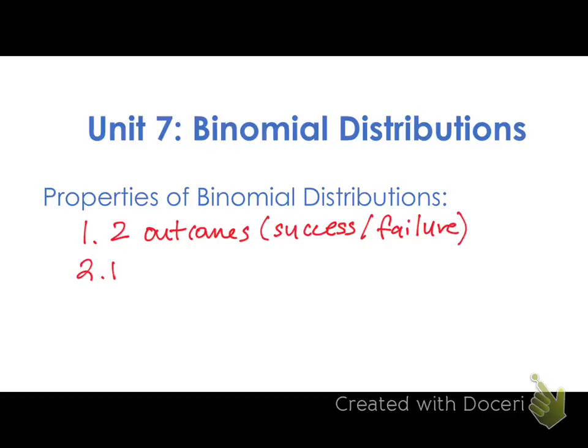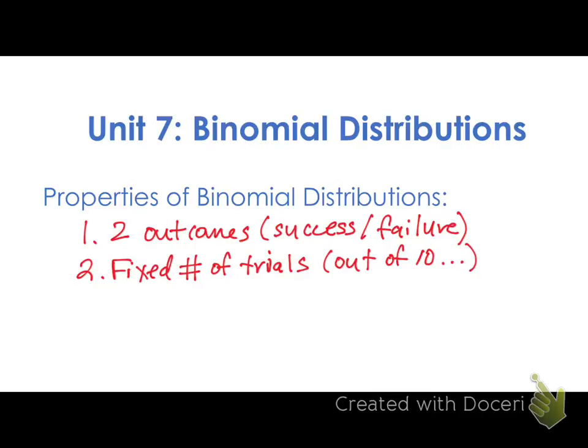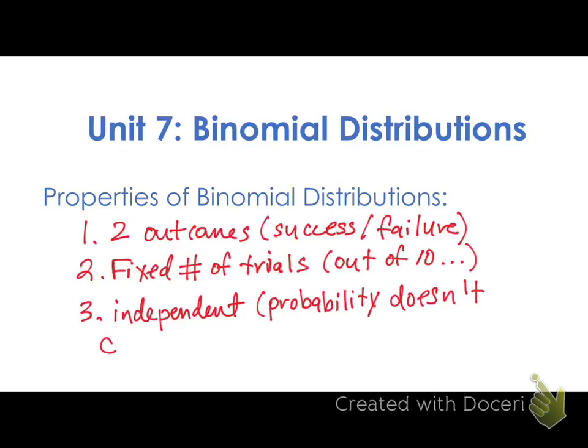The second property is that you have a fixed number of trials. So it will usually say something like out of 10 people, out of 5 tosses of a dice, something like that. And the third thing is that they need to be independent. So probability doesn't change with each trial. So you should be able to read a question and decide whether it is binomial or not.